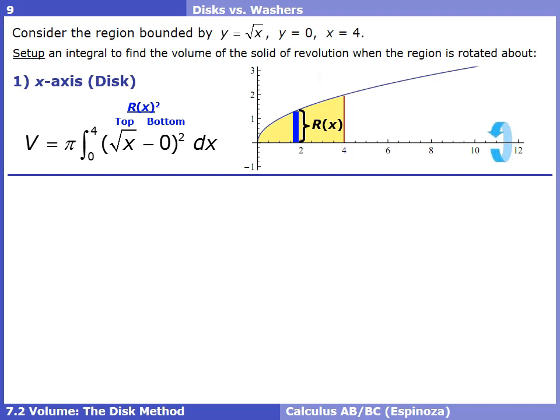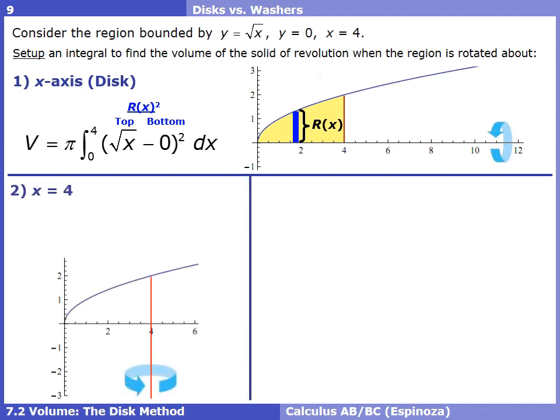And that's it. We're integrating with respect to x, so our bounds need to be the x bounds, which would be 0 to 4. And that's it. We're not going to simplify this at all. We're just going to leave it like that, just to show that we understand the setup of these volume problems.